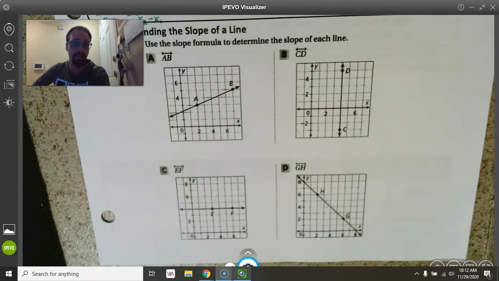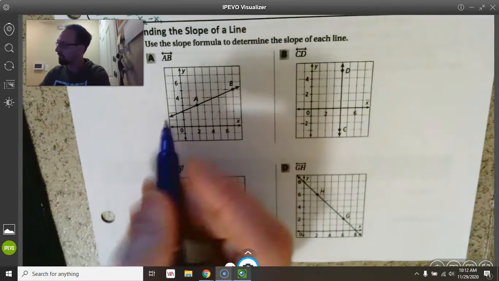This is example 1, finding the slope of the line. So we're using the slope formula to determine the slope of each line. We're going to do this using the slope formula it tells me to, but I'm also going to show you how you can verify it using the actual geometric example that we used from above.